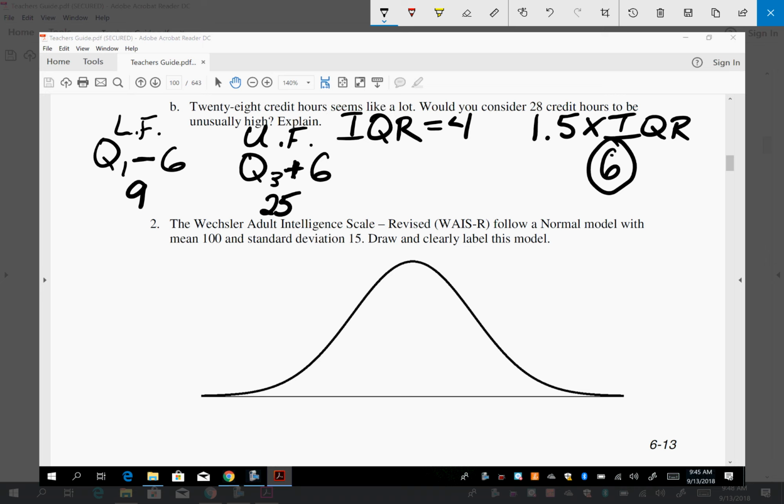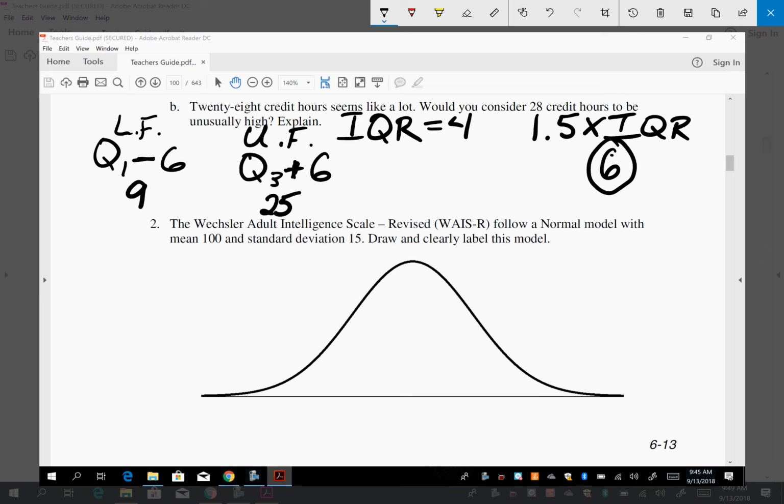So, are there any numbers that are to the side of those fences? Are there any numbers that are lower than 9 and above 25? Yeah. 28. So is 28 unusual? You would say yes, it is above my upper fence of 25. So it is an outlier. Very good. It's unusual. All right, Pablo? No. Say it again. If it's lower than the lower fence, if you had somebody taking 6 credit hours, what would you say about that student's credit hours? Also an outlier.